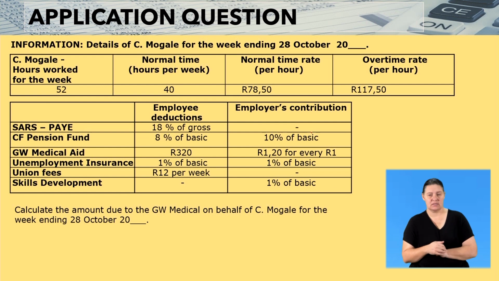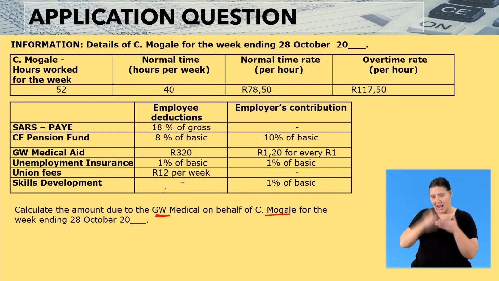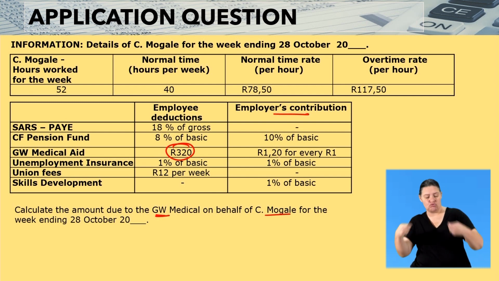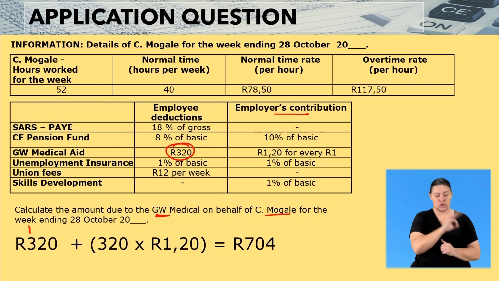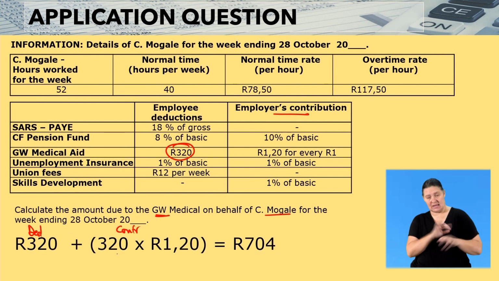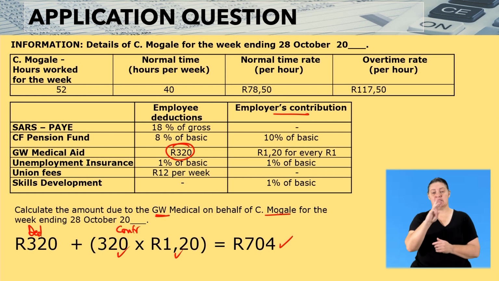Let's quickly go and see the next question. It reads: calculate the amount due to GW Medical on behalf of C. Mohale for the week ending 28 October. That means there was an amount of deductions, which is 320, and then we want to see the contributions, which is 1 Rand 20 for every 1 Rand. So the 320 becomes my deduction. I'm going to add my contribution, which is 320 multiplied by 1 Rand 20, and then the total gives me 704 Rands. This is the amount due to GW Medical on behalf of C. Mohale.